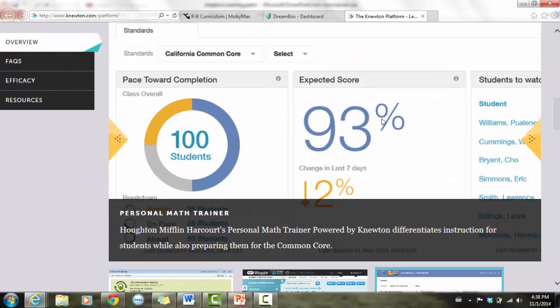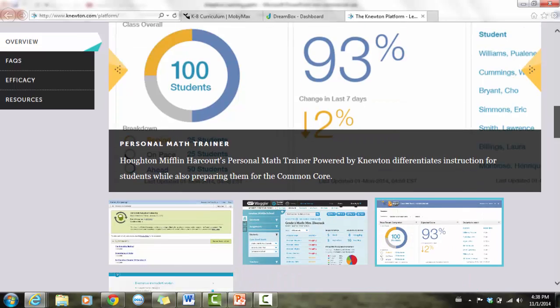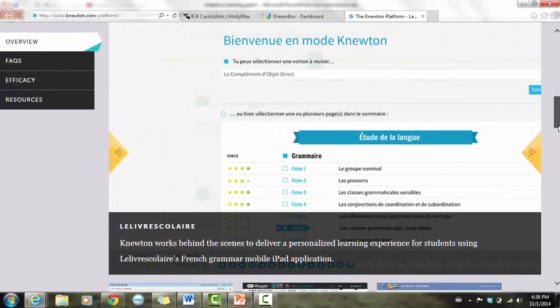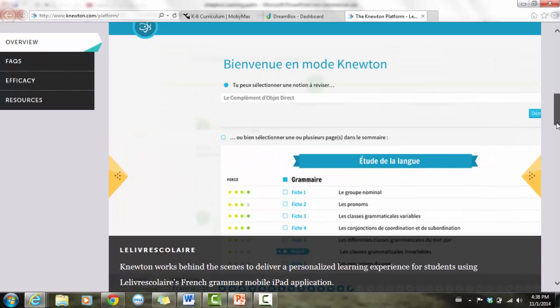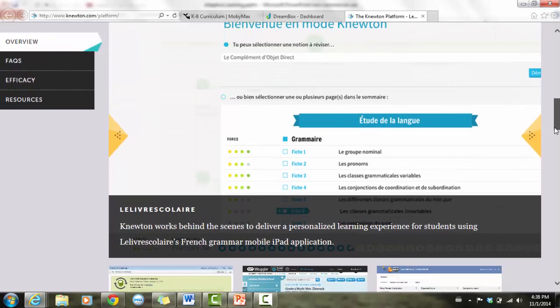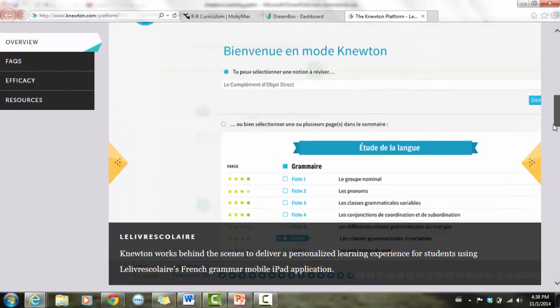Expected score, 93%. Change in last day. It looks like that student is down 2%. This is a foreign language. This looks like it was probably a breakdown of individual standards.